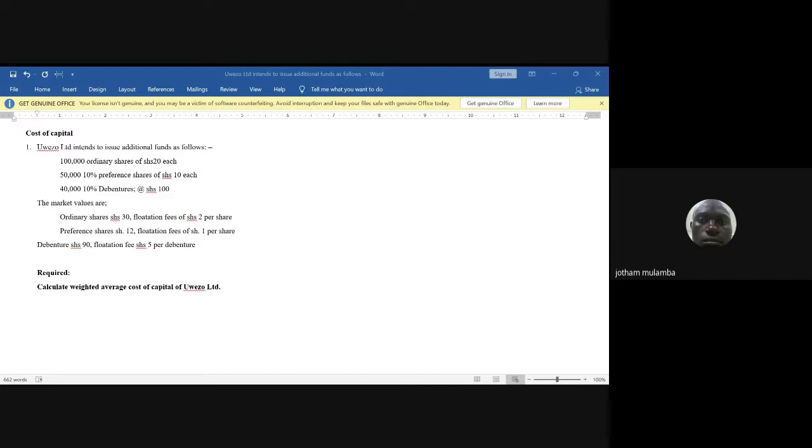So we want to solve it. The question is asking us to calculate the weighted average cost of capital. Now, for us to calculate the weighted average cost of capital, we first of all have to calculate the cost of capital. Just a minute, I air my whiteboard, and then I show you how we'll calculate cost of capital. After that, we'll do the weighted average cost of capital, and then we'll be good to close that particular chapter.